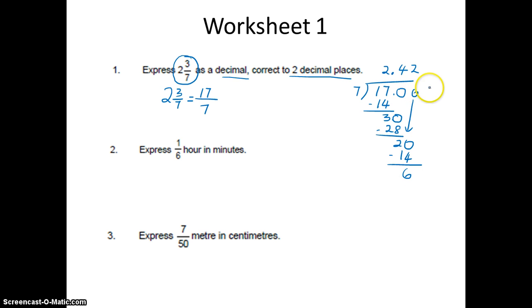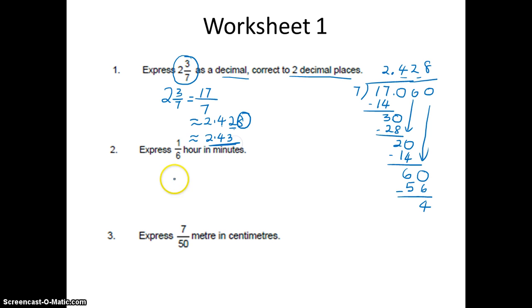6. We have to correct to 2 decimal places, so we must ensure that we have 3 decimal places. So 8 times 7 is 56. So now I know that I have 2.428. Correct to 2 decimal places, this is 1 decimal place, 2 decimal places. We notice that 8 is more than 4, so our answer is 2.43.